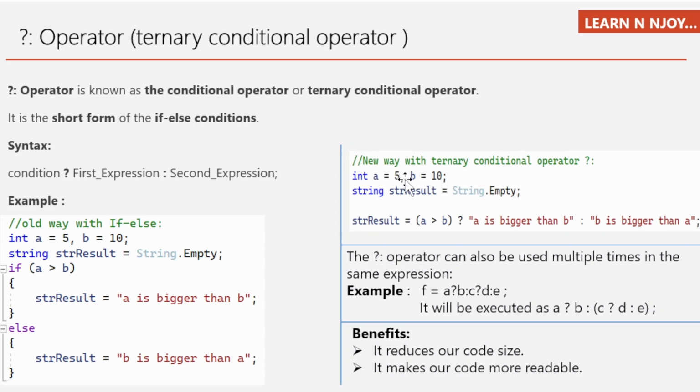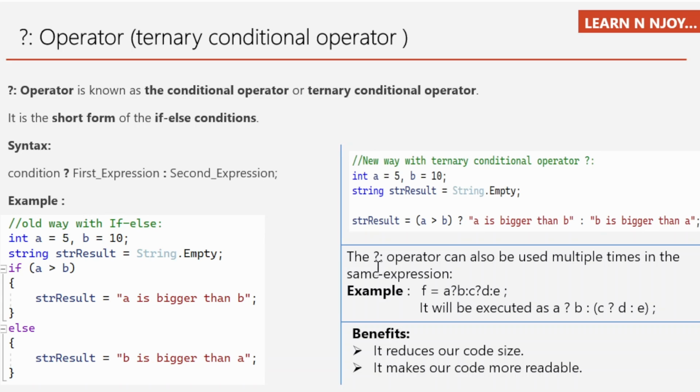But if you see the example, a is equal to 5, b is equal to 10, of course "b is bigger than a" will get printed. Okay, so if you see, in one line we have achieved what we have written here in 8 lines in the old way, in one line in a new way, right? So yeah, it reduces our code size.